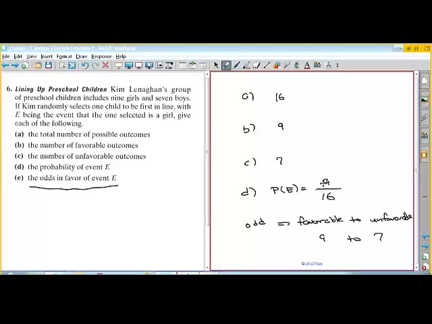So if you have probability, you can easily get odds by using the numerator as the first term in the odds and the denominator minus the numerator as the second term in the odds. Also, if you want to go from odds to probability, you add these two numbers together. That gives you the denominator, and the first term is the numerator.